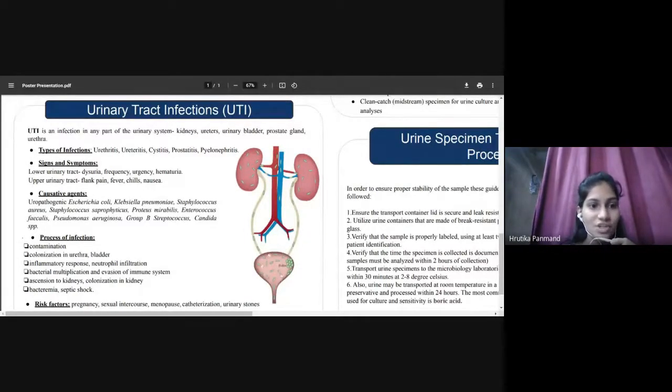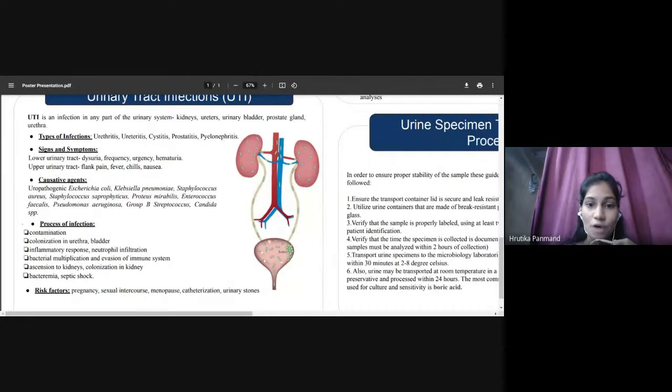So the causative agents, as we can see, are mentioned over here. Among these, Escherichia coli, uropathogenic Escherichia coli, is the major infection-causing agent. Now let us see the process, or basically the pathogenesis, of how the infection occurs. Urinary tract infection begins when the organisms or uropathogens are able to contaminate the urethra, and they are able to colonize over there.